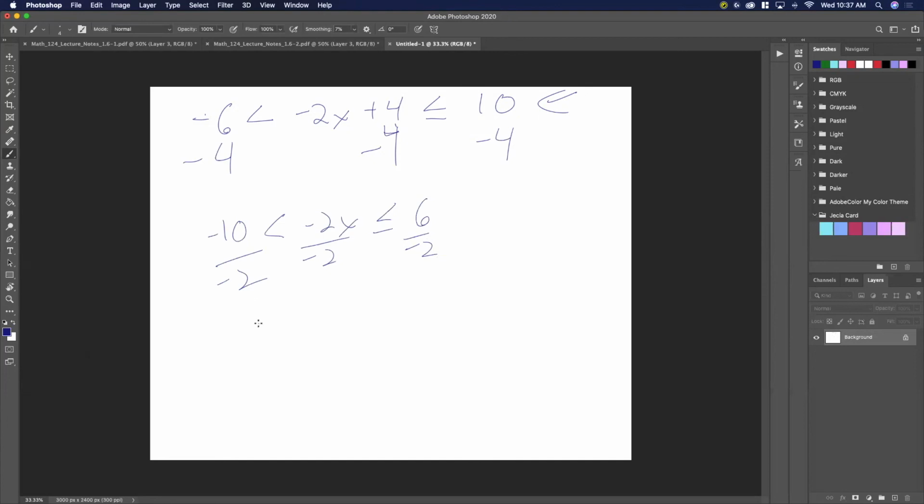So here we'll have 5 greater than, or no, I got rid of the 2. x greater than or equal to minus 3. And standardly, you write it the other way. So it'll be minus 3 less than or equal to x less than 5.